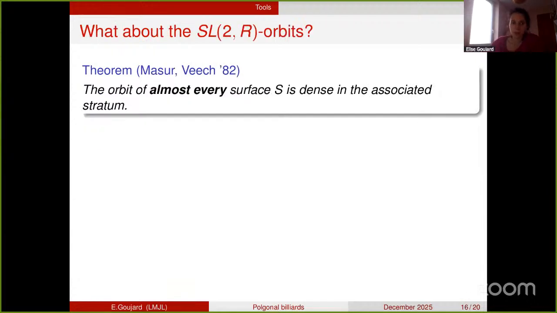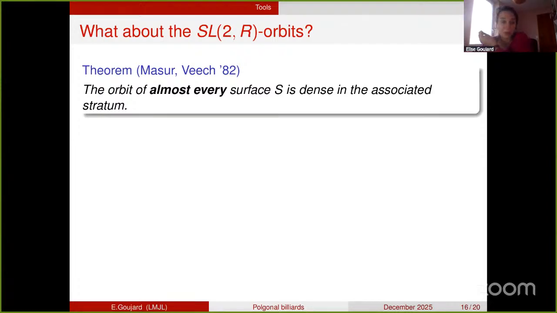So here, it's quite important to understand what the SL2(R) orbits are. The first thing is that if you consider a generic point for the natural measure on the moduli space, its SL2(R) orbit will be dense in the whole moduli space. Okay, so generic points have dense orbits. That is very good, but when you do dynamics in polygonal billiards and you do this unfolding, you end up with a specific fixed surface, which is maybe not generic. Actually, it's almost never generic because it has a lot of symmetries due to the construction.